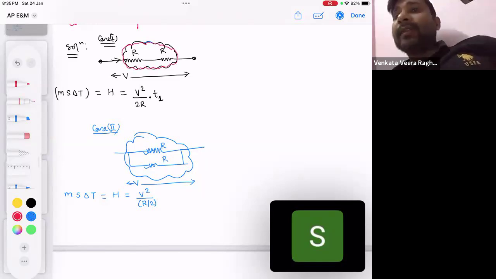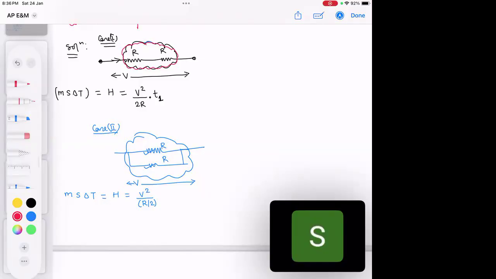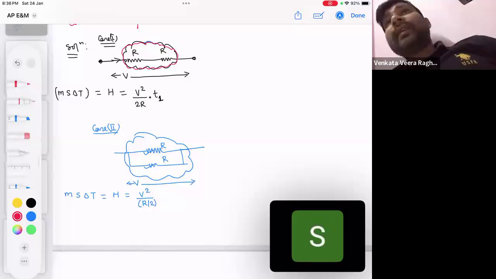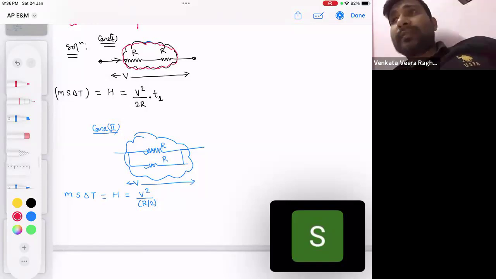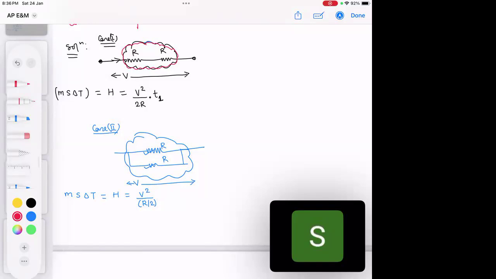Then can you use that? The V voltage is not applied across R. V voltage is applied across the heater. And in the first case, the heater is the combination of two resistors. So the total resistance of the heater will become 2R, and that heater is connected across the V voltage. Please tell me, understood? Yes, sir. So can you use I square into R? Yes, sir, we can use that formula.